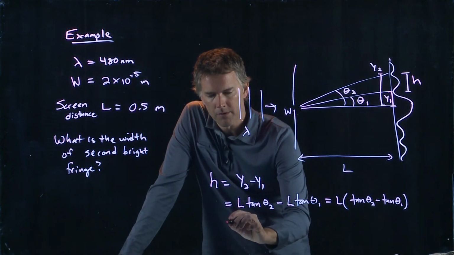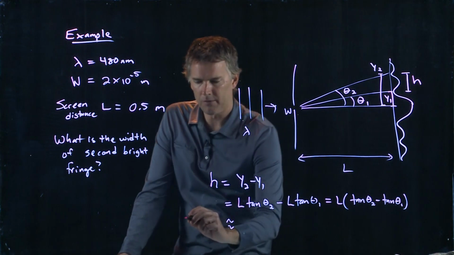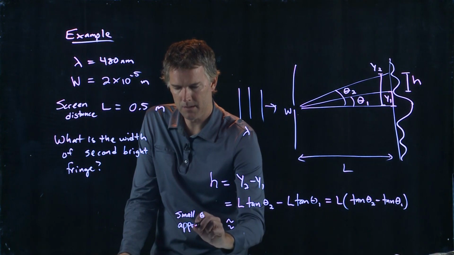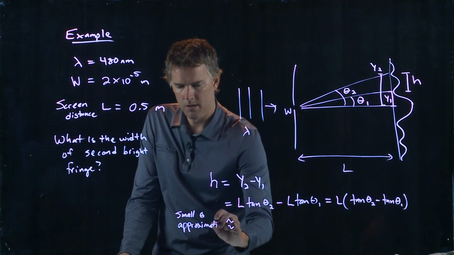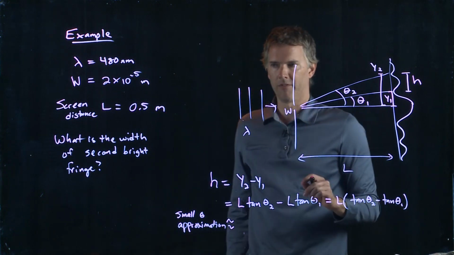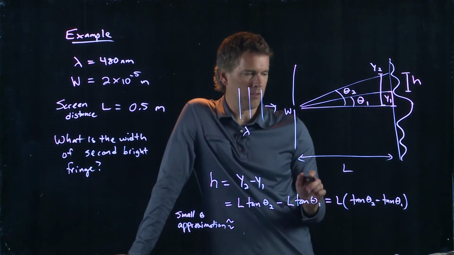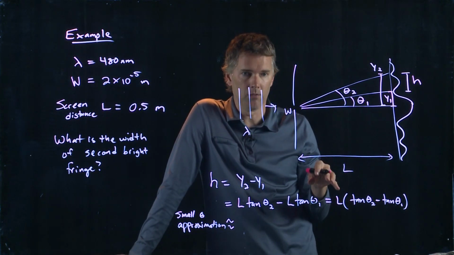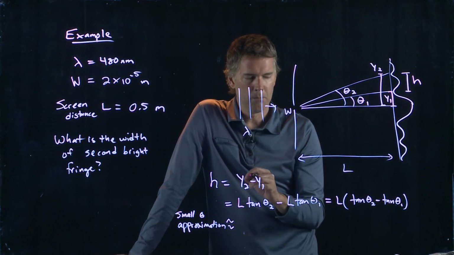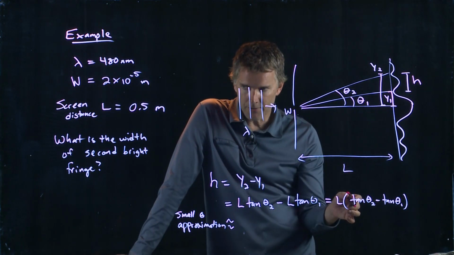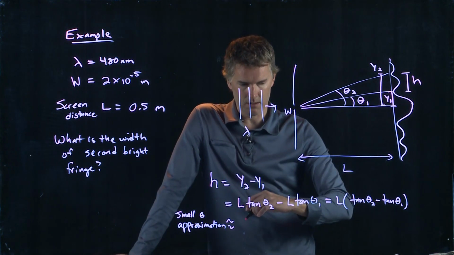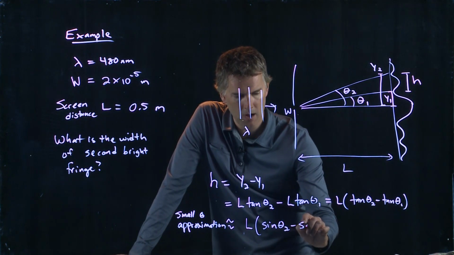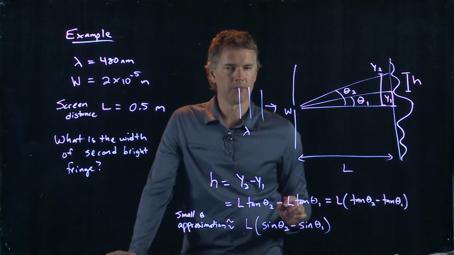And now we do what's called the small angle approximation. And we talked about this before. We use it a lot in physics to simplify these problems. And what it means is, before we said, oh, sine theta is approximately theta, if theta is in radians. That's the small angle approximation. But that's the same as saying that sine of theta is the same as tangent of theta. So this whole thing simplifies to L times sine theta 2 minus sine theta 1.